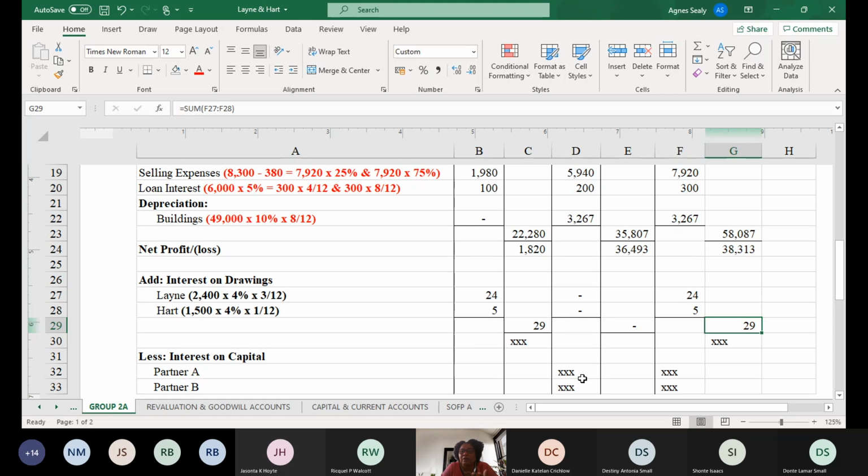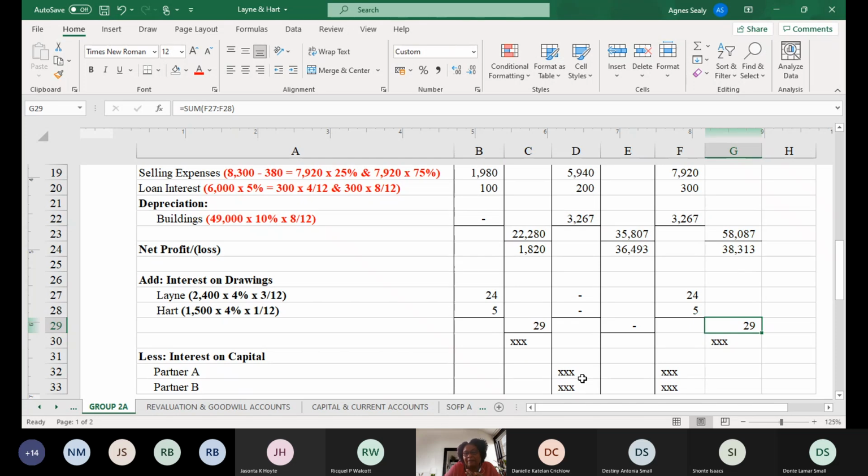Because if you say time period of the old agreement, you may tend to say, well, it's 4% times 4 on 12 because the old agreement was 4 months. But because the old agreement was a 4-month period, they did not have the drawings for the full 4-month period, because Layne did not take the drawings at the beginning of the financial year. She took them during the year, so she took them on August 1st. So August, September, October, the old agreement ends on October. So that is 3 months that you have to calculate interest on drawings for her.